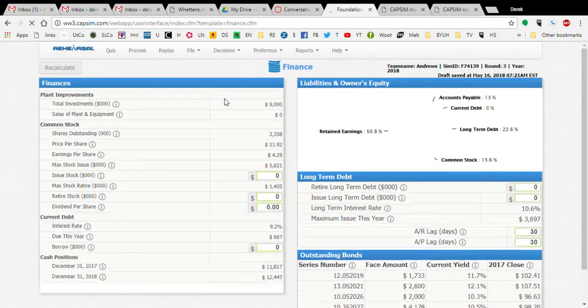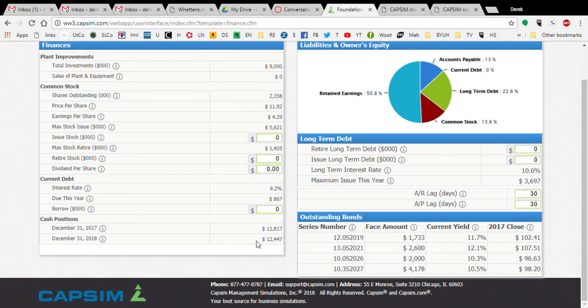And I'm simply looking to see how much cash is anticipated to be available at the end of the year. 12.4 million. That's a pretty good number. I like that number. If it's lower, I want more. The first thing I always do is long-term debt. Issue long-term debt. That issue word really just means I'm going to borrow money. It tells me my maximum that I can do this year is 3.697. So I'm going to borrow that much.